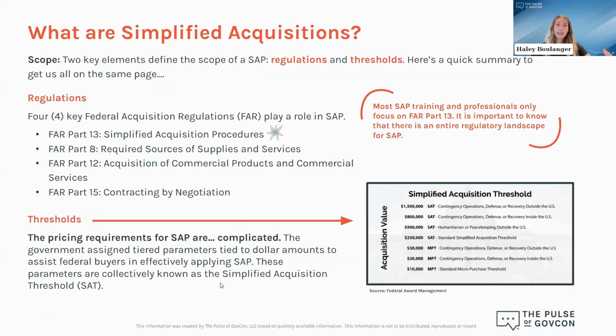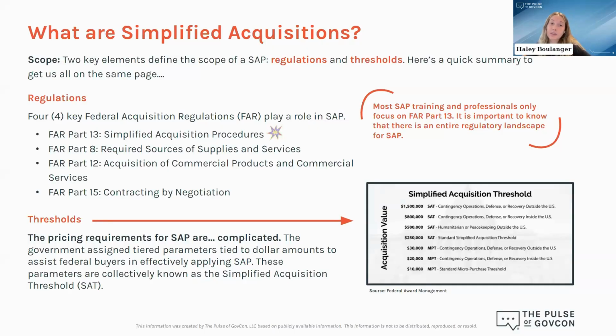So again, there's two things that go into this: regulations and thresholds. These are the different parts of the FAR. There are actually 4 different parts where it's mentioned. We've noticed that a lot of trainings typically focus on Part 13, which makes sense because that is how the procedures work, but it keeps coming back up throughout the FAR. So it's important to recognize that there's a whole landscape for this, because it is its own method of procurement that's a little bit different than how other things go.